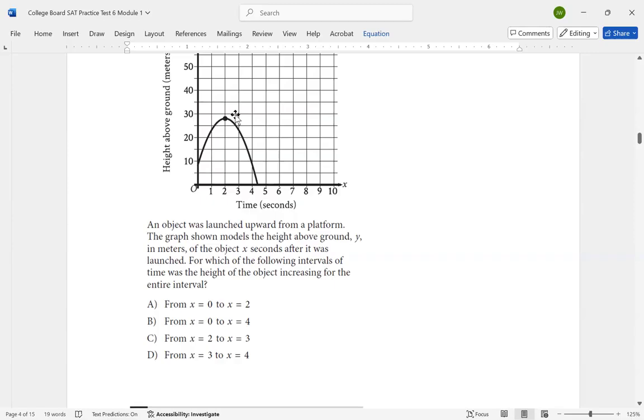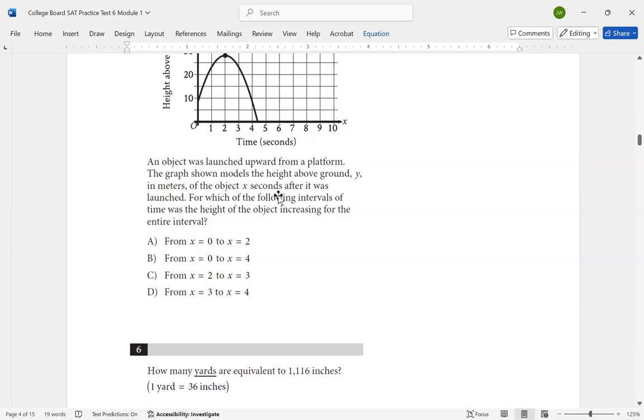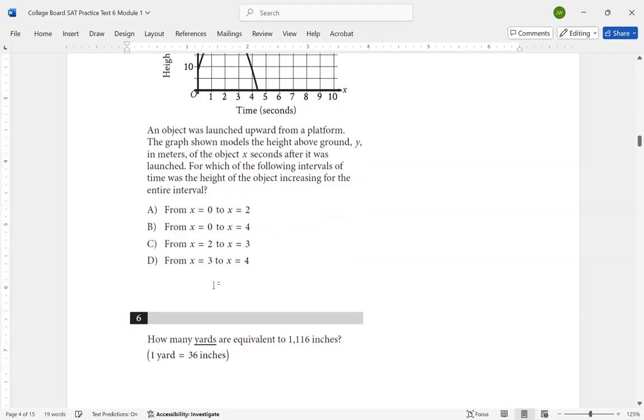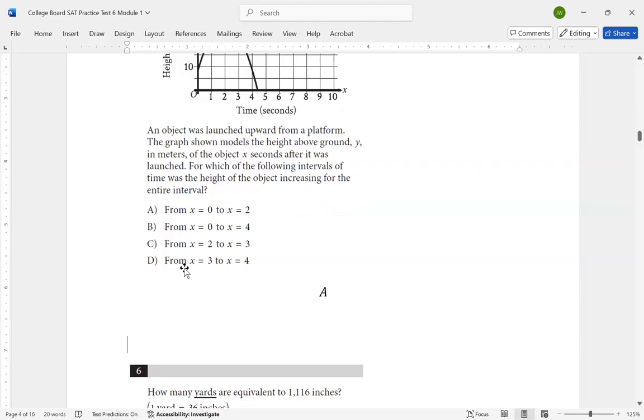When you go from 0 to 4, we have increase and decrease. When we have 2 to 3, that's just decrease. When we have 3 to 4, that's just decrease. So the correct answer there is A. The interval of increase goes from x of 0 to x of 2.